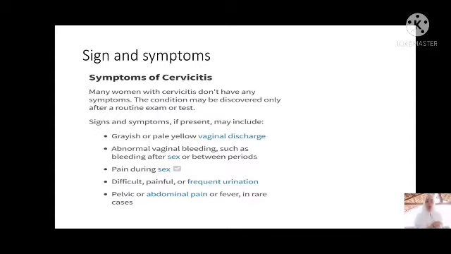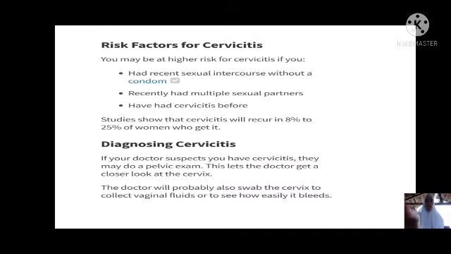Signs and symptoms of cervicitis. Many women with cervicitis don't have any symptoms. The condition may be discovered only after a routine exam or test. Signs and symptoms may include grayish or pale yellow vaginal discharge, abnormal vaginal bleeding such as bleeding after sex or between periods, pain during sex, difficult, painful or frequent urination, pelvic or abdominal pain, or fever in rare cases.